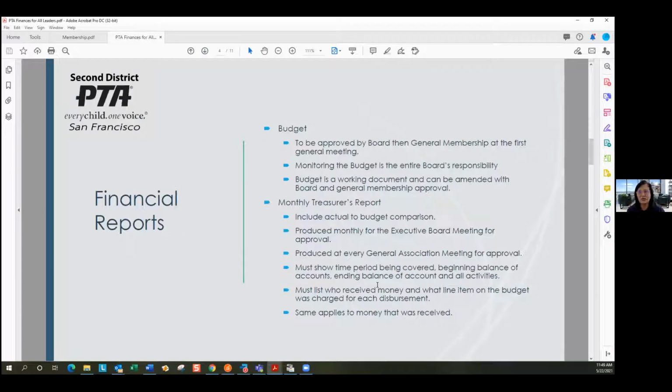Some of the common reports that we'll be using are the budget. This is something that the new board will be working on over the summer. The budget is initially approved by the board and then by the general membership at the first general meeting. The budget is the document that you'll be monitoring throughout the year, and it's the responsibility of the whole entire board to adhere to this budget that you develop. But of course, the budget is a working document and it can be amended by the board and general membership throughout the year if things change.